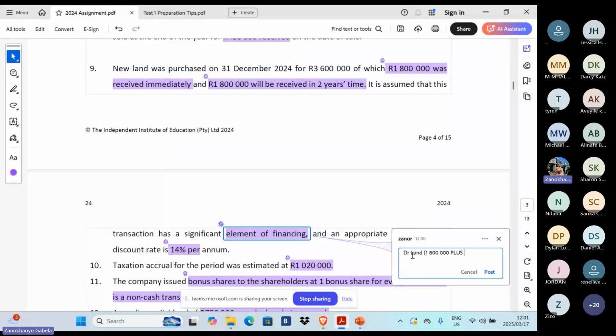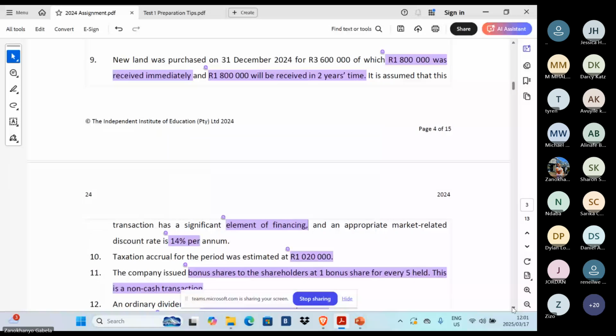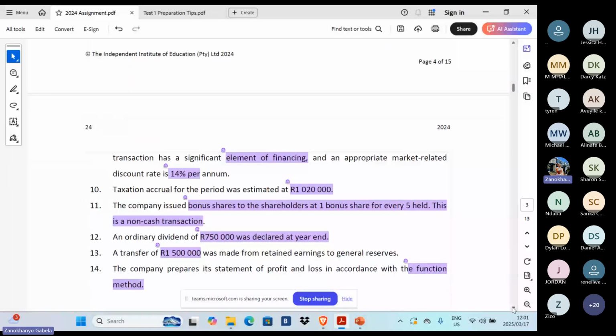plus the PV of the other 1.8 again. And then credit bank because we paid by cash, 1.8, and also credit the other, credit trade payables, yes, by the present value figure. Right, and then okay, that seems to be it.